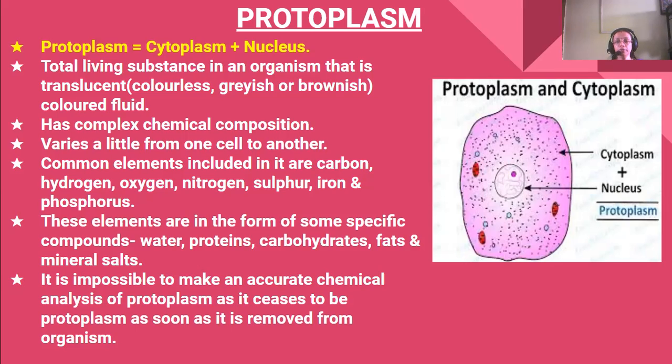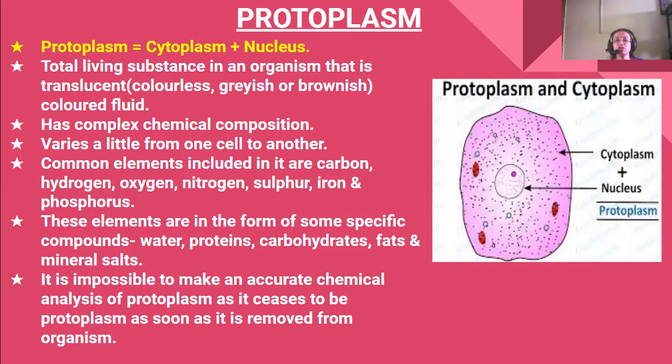Seven chemicals are present. Other certain compounds are also present. These are the elements present. Now we come to compounds. Water, protein, carbohydrates, fats, and mineral salts are also present in the protoplasm. These are the compounds which are present.